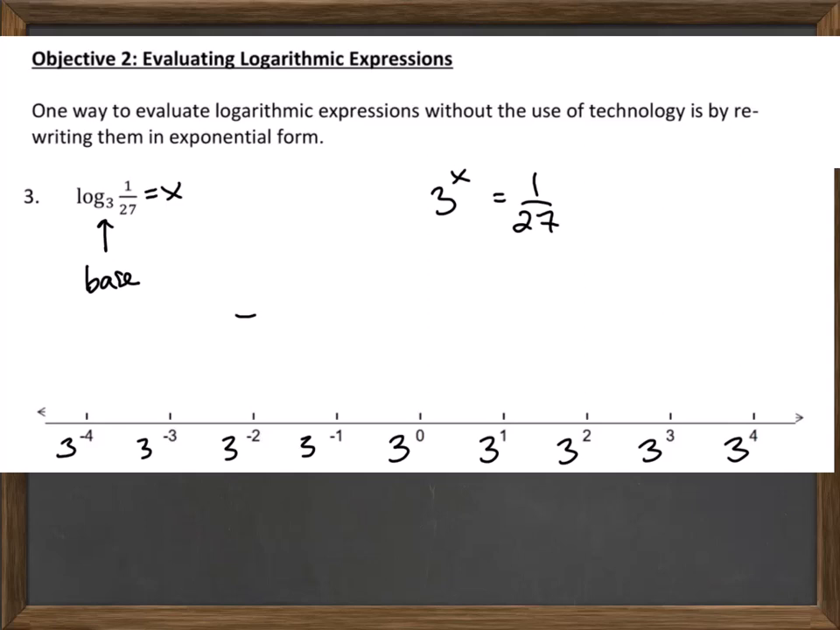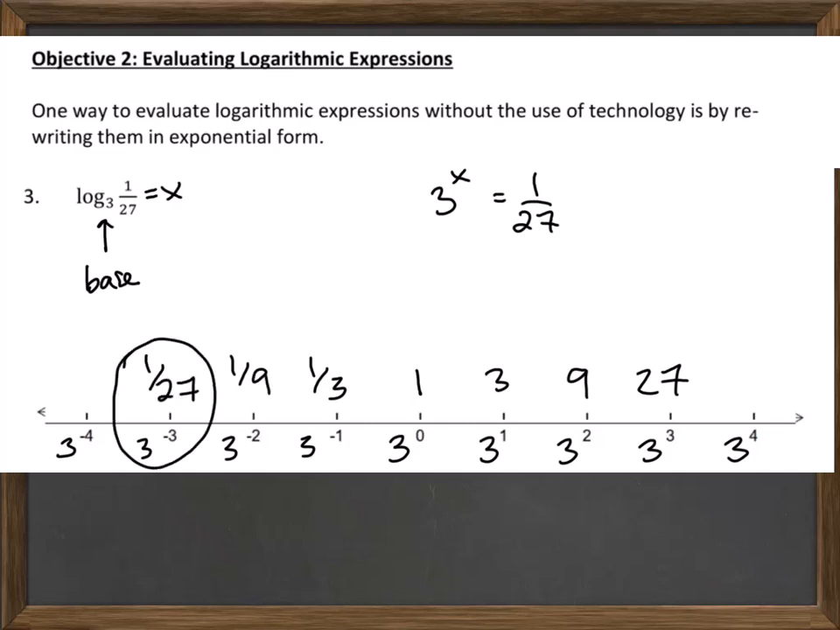The fact that I have a number that is smaller than 1 tells me that I'm probably going to have to go left from 1 and not right. Because if I go this way, you can see that my numbers are getting larger and I need them to get smaller. So this is 1/3, this is 1/9, this is 1/27. So I found my answer. I can rewrite 3 to the x equals 3 to the -3rd power. That means that x is equal to -3.